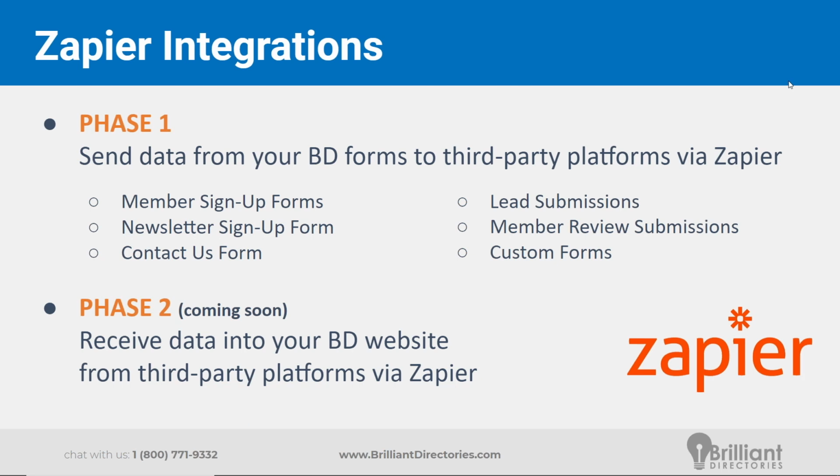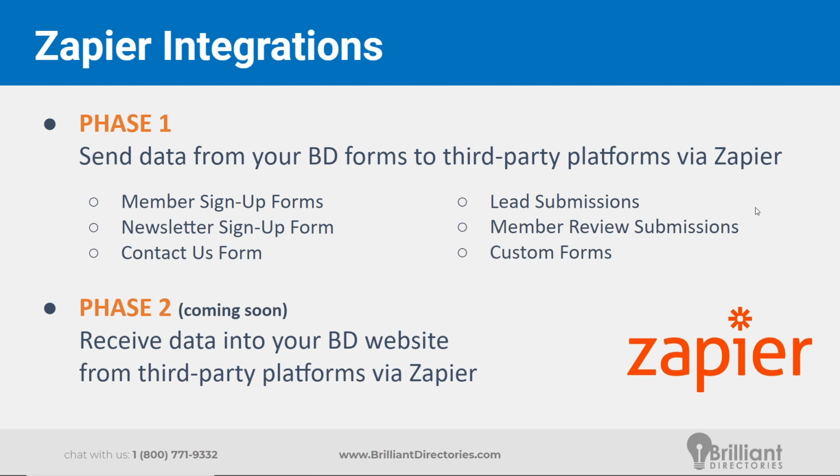And what this allows you to do is send data from your Brilliant Directories website's forms out to third-party platforms by way of Zapier. So this includes your member sign-up forms, newsletter sign-up forms, your contact form when website visitors submit leads on your website, member review submissions, as well as any custom forms that you might have on your website. So all of this data that you're bringing in anytime these forms are submitted on your website, you'll be able to take that data and send it out to any of Zapier's 3,000 plus integrations. That's what you can do right now.